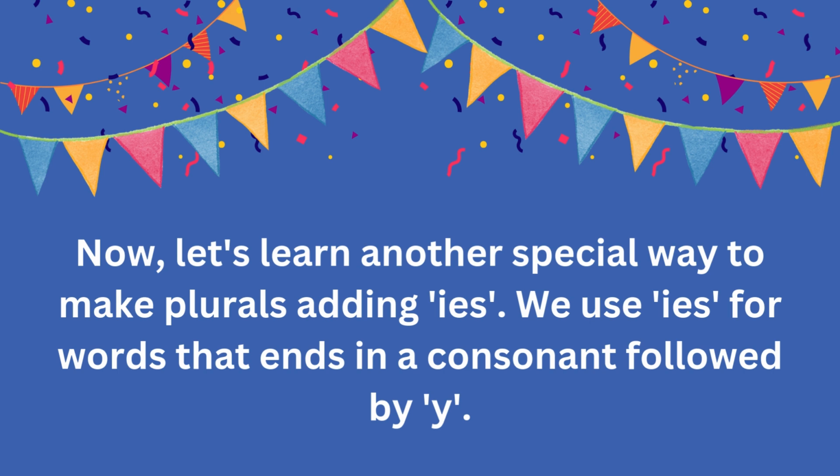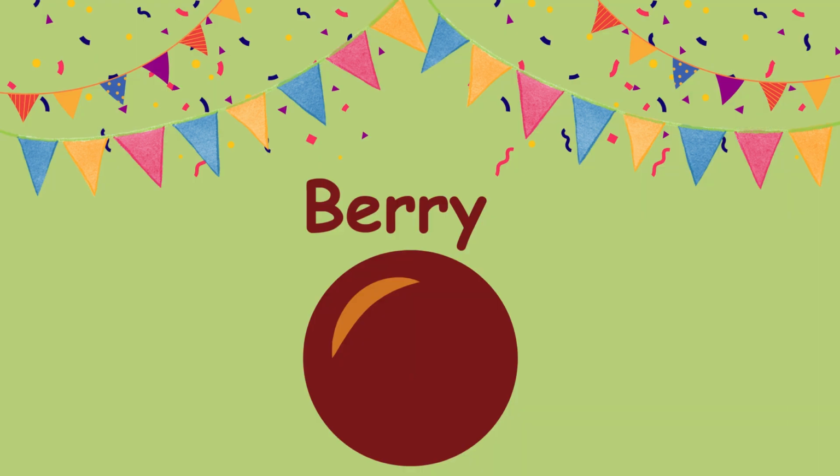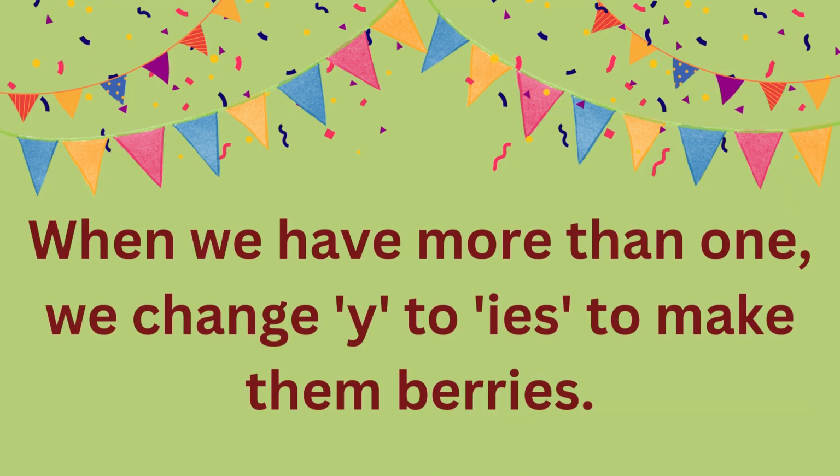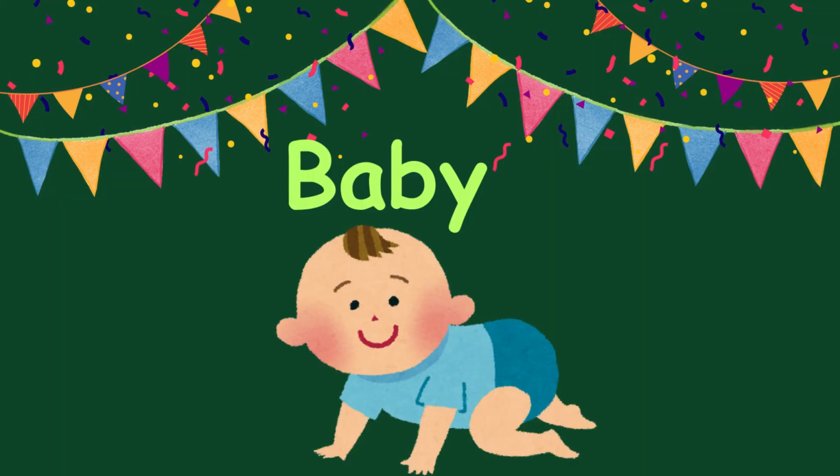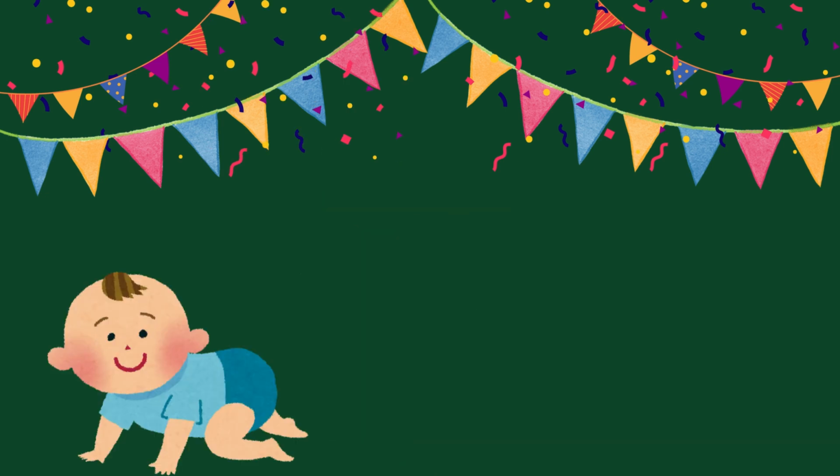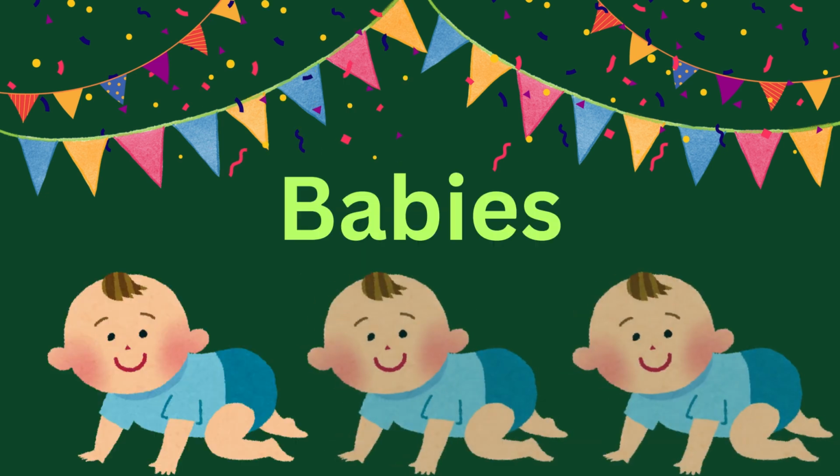We use IES for words that end in a consonant followed by Y. Here's one berry. When we have more than one, we change the Y to IES to make it berries. One berry becomes berries. Let's see another example. Here's one baby. More than one baby becomes babies.